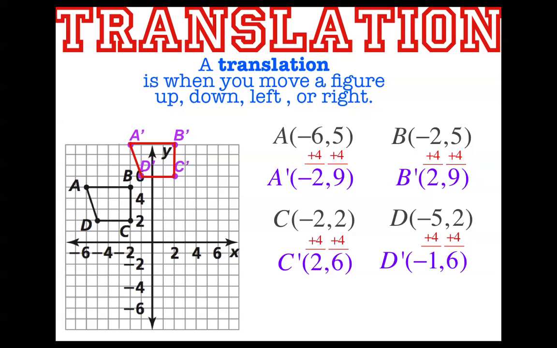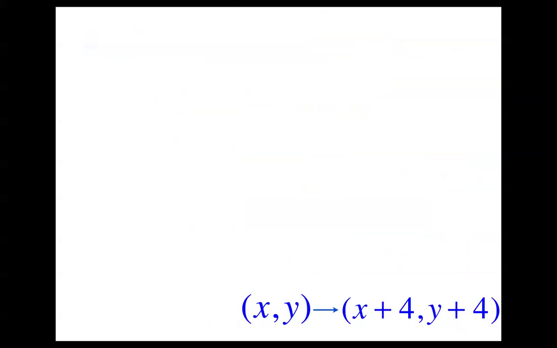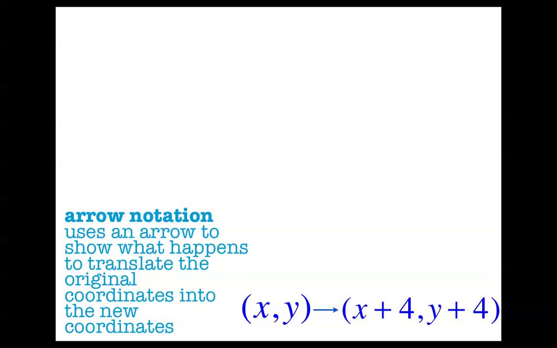So what we basically did is we took every set of coordinates, every x coordinate and every y coordinate, and we changed it so that the x coordinate was 4 more than it was in the first place, and the y coordinate was 4 more than it was in the first place. This way of writing this, with an arrow and an x comma y and then an x plus 4 and then a y plus 4, is what we call arrow notation.